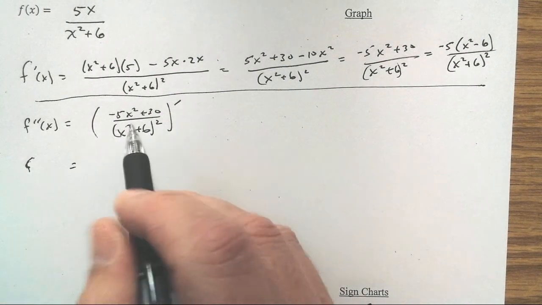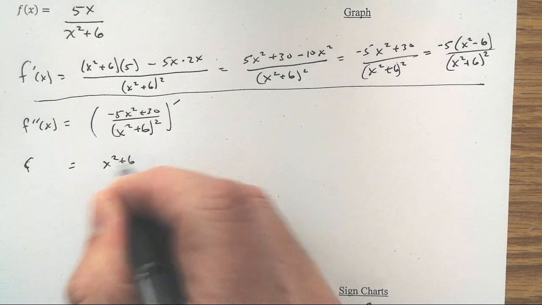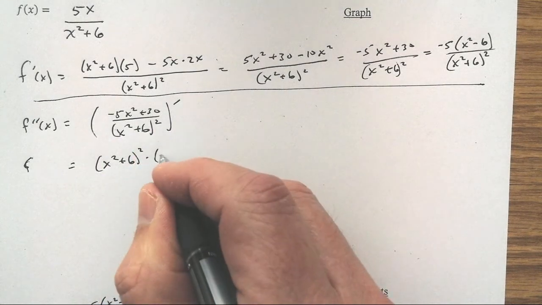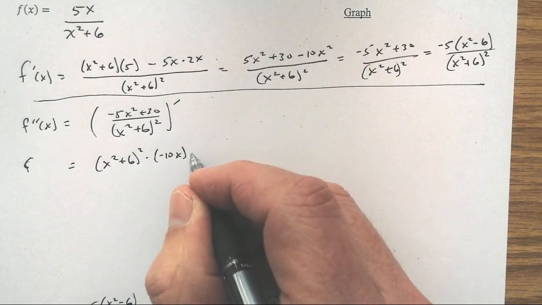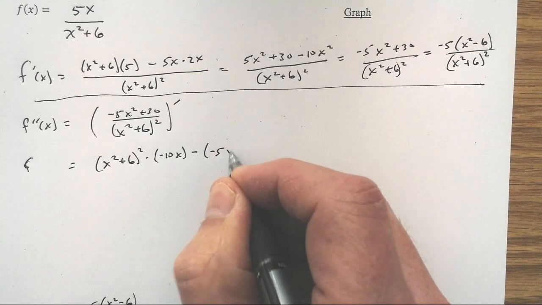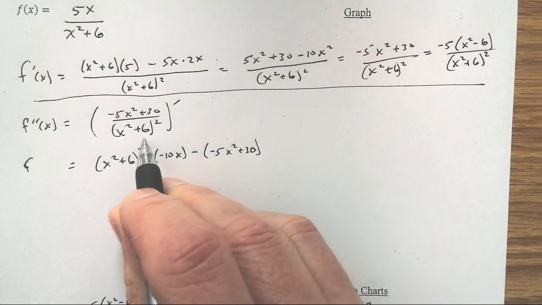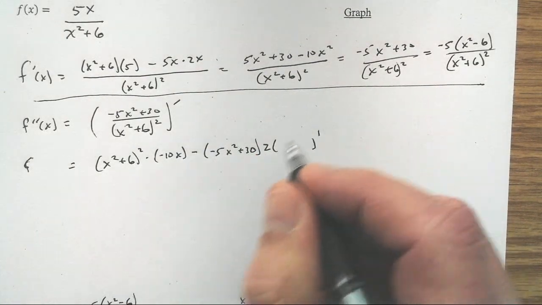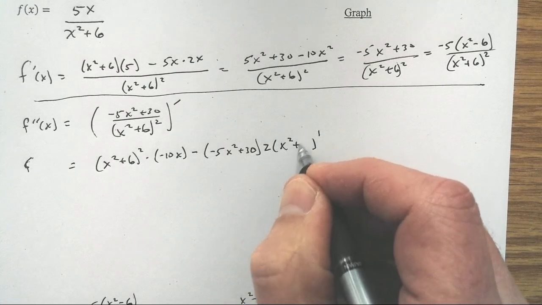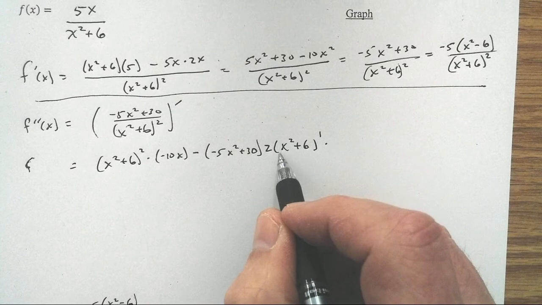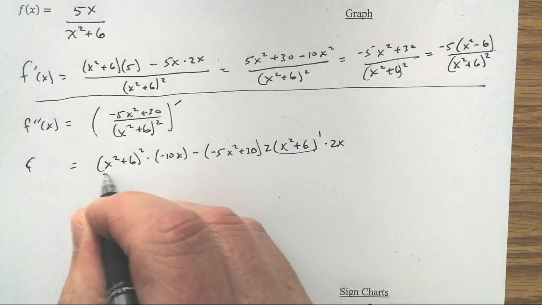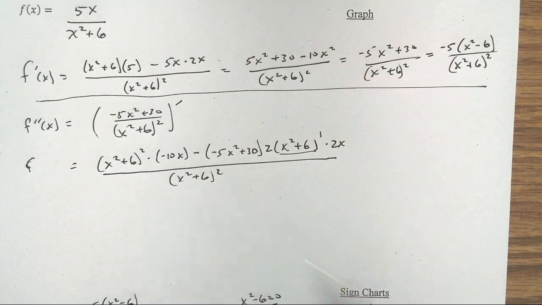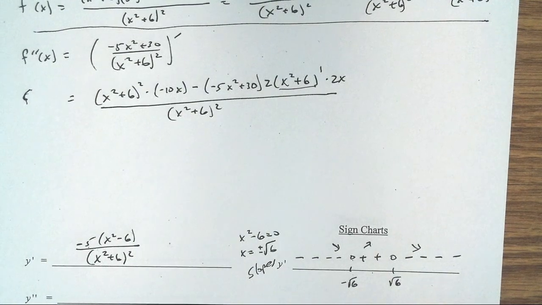So we've just got equals low, x squared plus 6 squared, d high, times derivative of the top, negative 10x, low d high, minus high, negative 5x squared plus 30, d low. Chain rule: treat the mama as something to the first, leave the baby alone, x squared plus 6, times treat the baby, 2x, all on x squared plus 6 quantity squared squared. And we've got a mess here.